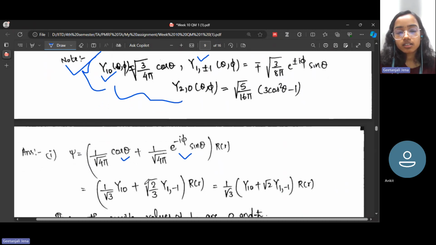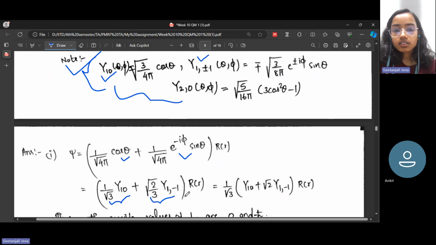So in the second line, I have just multiplied by a constant term to make it equal to the spherical harmonics. If you multiply the constant 1 by root 3 in the first term, you will get an expression like this, and multiplying root over 2 by 3, you will get the spherical harmonics Y1 minus 1.